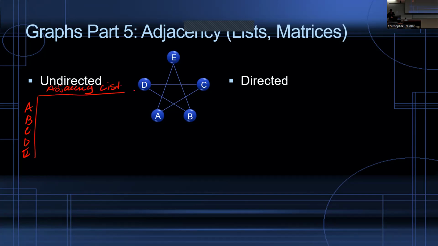So in order to do this, which vertices are adjacent to A? It's the ones that are connected, right? C and E, you guys agree with that? So C, E. And then we have B. Which ones are these? D and E. And we have C, which ones are these? A and D. And then D, which ones are these?